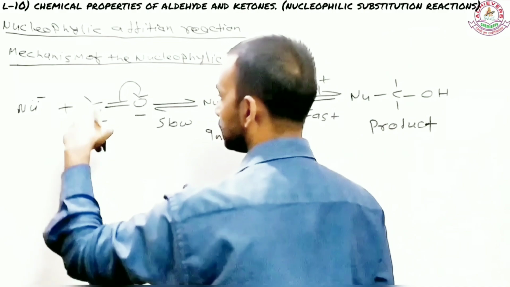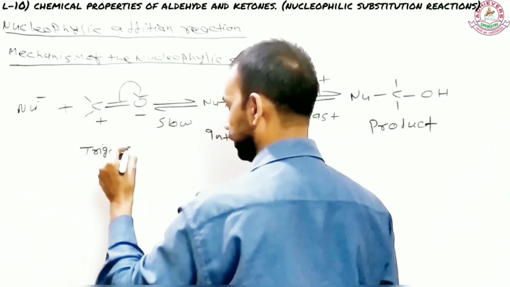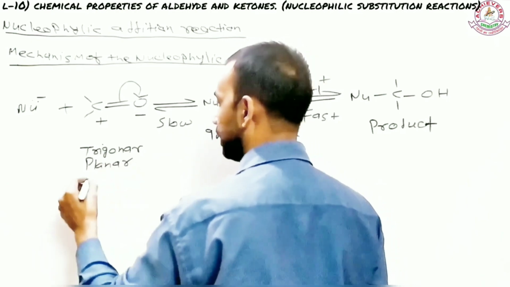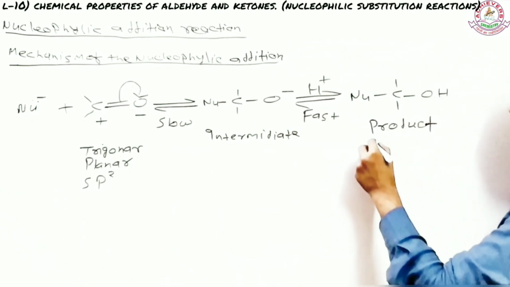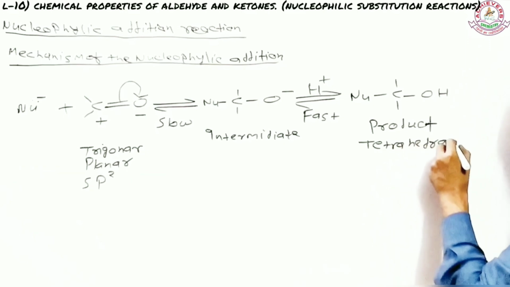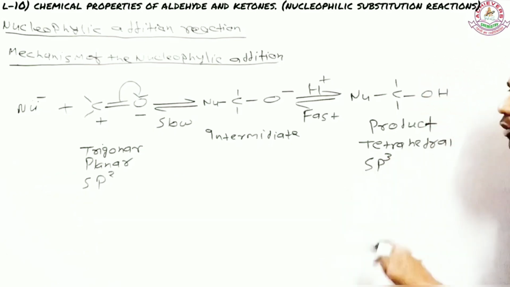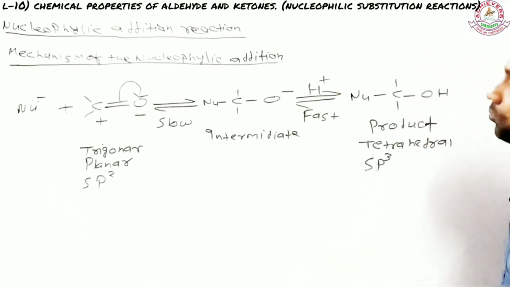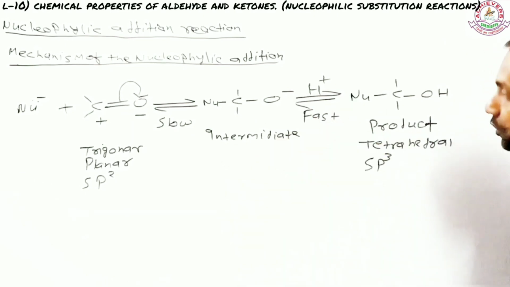Another very important thing: the structure of this carbonyl is trigonal planar, and the hybridization is of course sp2. Now what happens once it changes into the product? It changes into tetrahedral, because the hybridization changes from sp2 to sp3. I hope you understand exactly everything I wanted to say. Now the thing is, what are the reactions that follow this particular mechanism? That is where we need to concentrate.